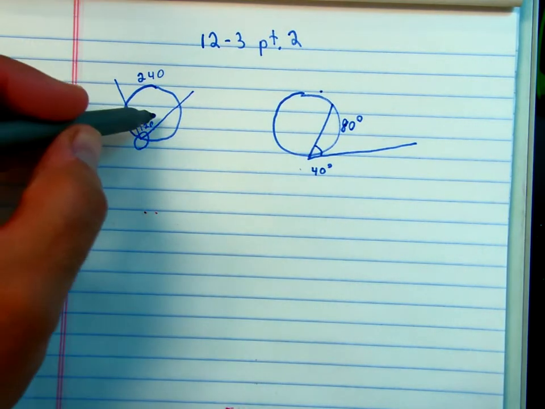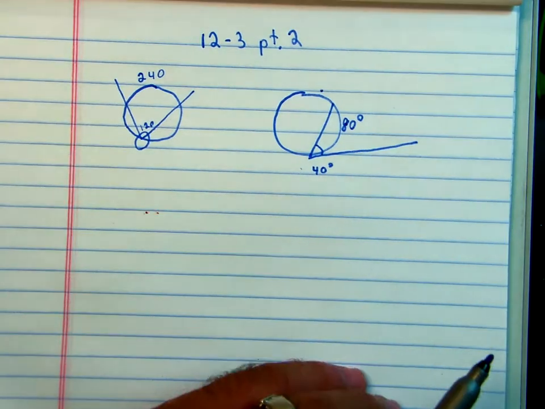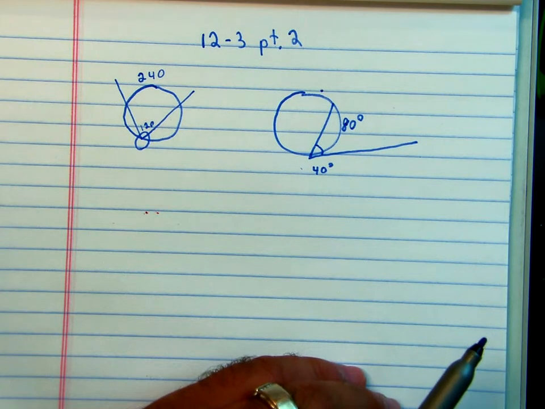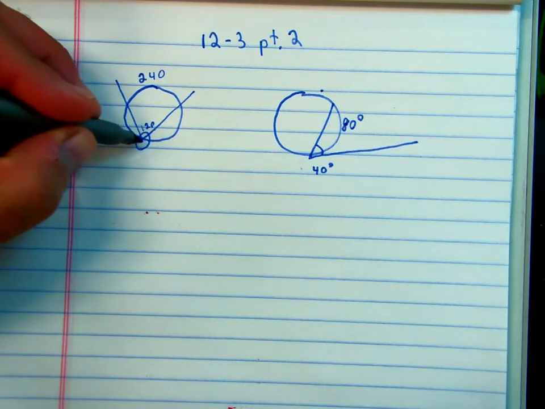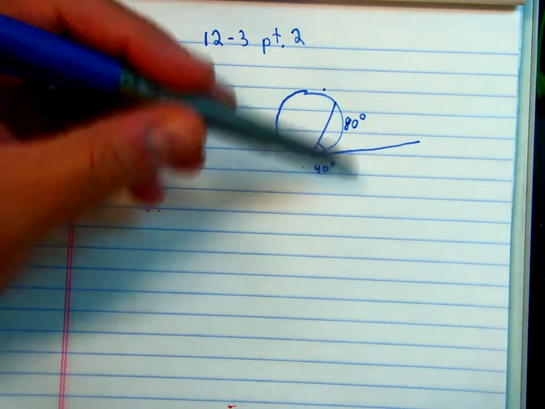So you have in the circle, which is central angles, and you have on the circle, which are called inscribed angles. Inscribed angles are angles where the vertex is on the circle. They're always half their arcs. So again, you just piece it together.